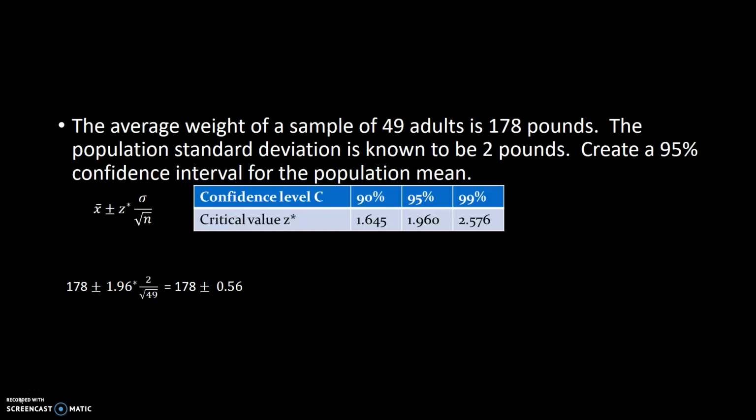0.56. So basically what we're saying is we're 95% confident that the true population mean will be between 178 plus or minus 0.56. And those numbers are 177.4 and 178.56. So to read it all out, we are 95% confident that the population mean is between 177.4 and 178.56. So that's how confidence intervals work.